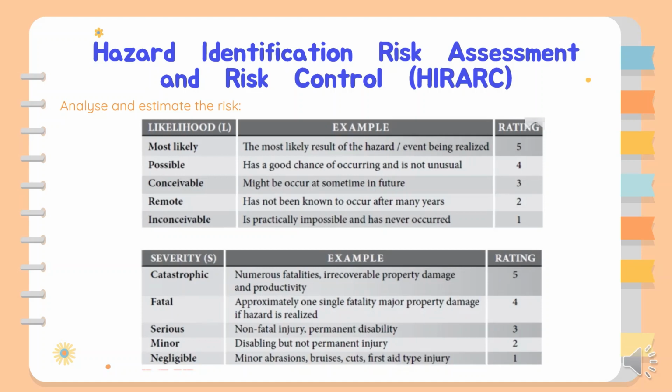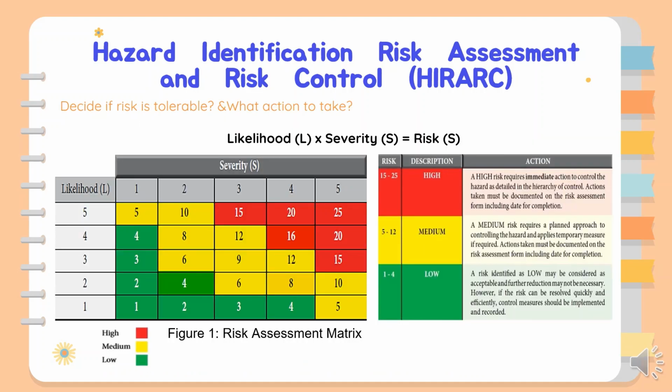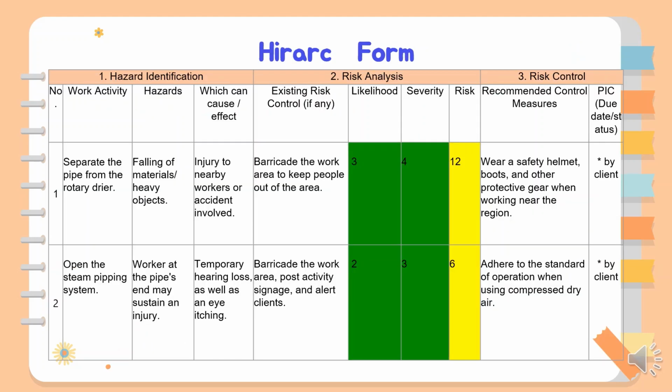Next, these are the tables to analyze and estimate the risk. Risk is the combination of the likelihood and severity of a specific hazardous event occurring. To decide if risk is tolerable and what action to take, we can use these tables and this equation: likelihood times severity equals risk. Now, let us move to the HIRARC one.